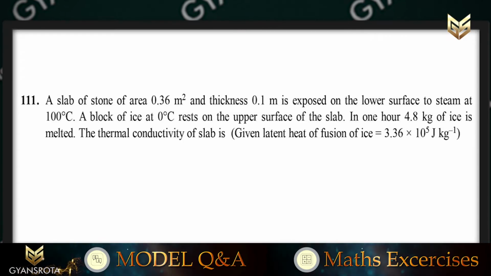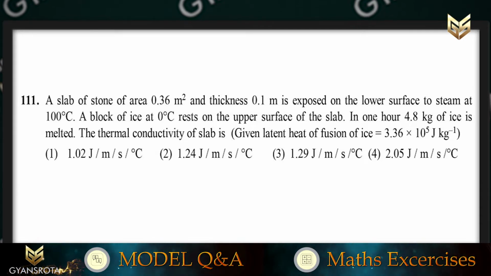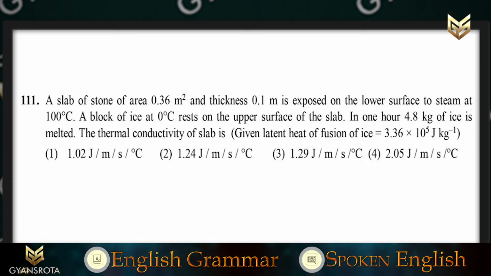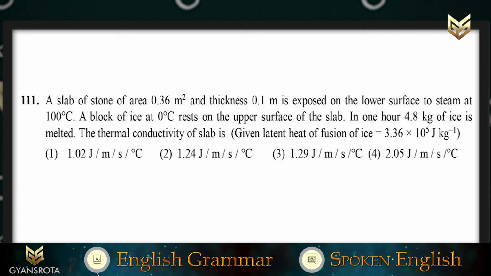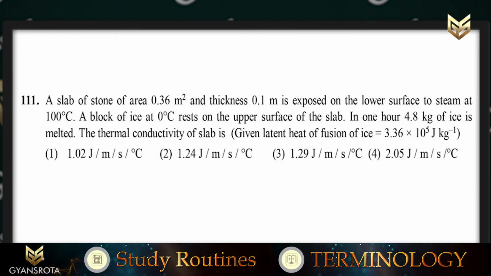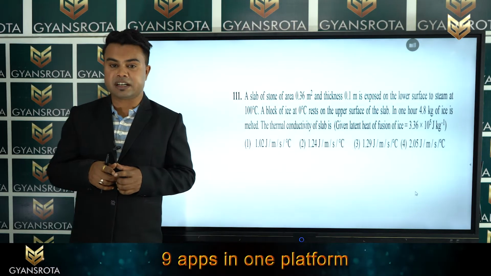A slab of stone of area 0.36 meter square and thickness 0.1 meter is exposed on a lower surface to steam at 100 degrees Celsius. A block of ice at 0 degree rests on the upper surface of the slab. In 1 hour, 4.8 kg of ice is melted. The thermal conductivity of the slab is given by. So you need to calculate the thermal conductivity.